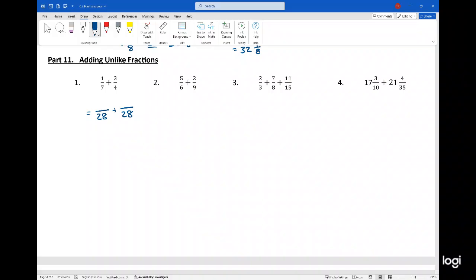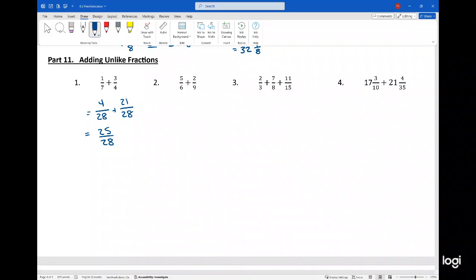In order to get the first one to be 28, I had to multiply the bottom by 4, so I'm going to multiply the top by 4. And for the second one to get 28 on the bottom, I multiplied the bottom by 7, so I got to multiply the top by 7. And 4 out of 28 plus 21 out of 28, we now have like terms, is just 25 out of 28. And that can't be simplified any lower.